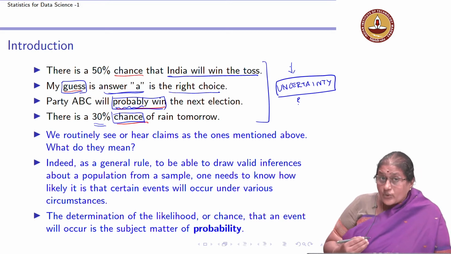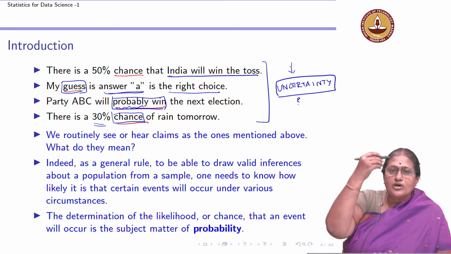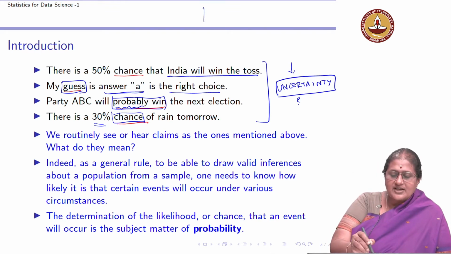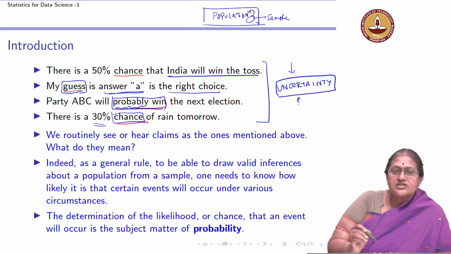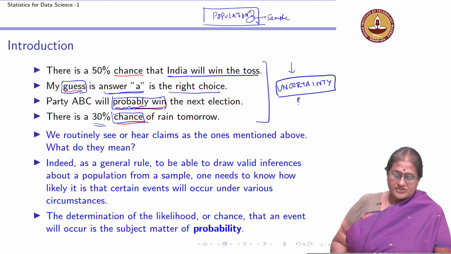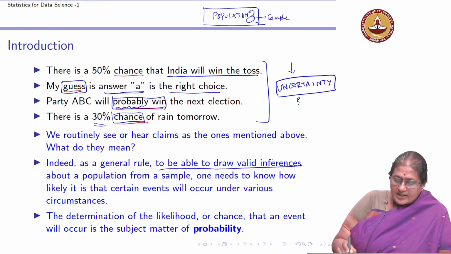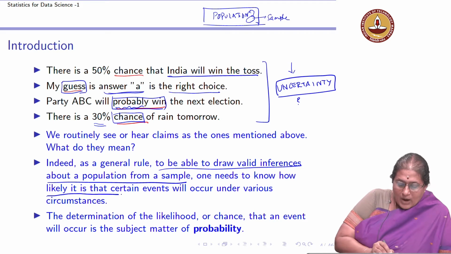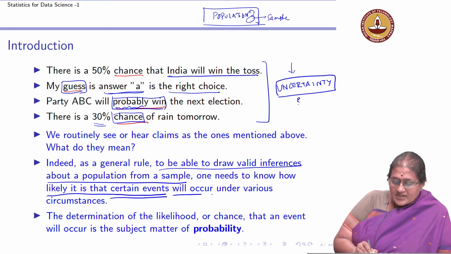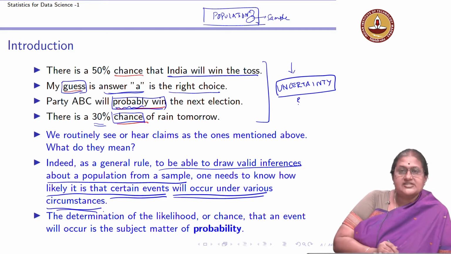So, why do we need to learn about this here? Remember when we talked in our descriptive statistics module, we said that we have a larger set which we refer to as a population. We refer to the smaller subset of a population as a sample. And I said I want to draw valid inferences about this larger set using the smaller subset. So, if I want to draw valid inferences about a population from a sample, I need to know how likely it is that certain events will occur under certain circumstances.